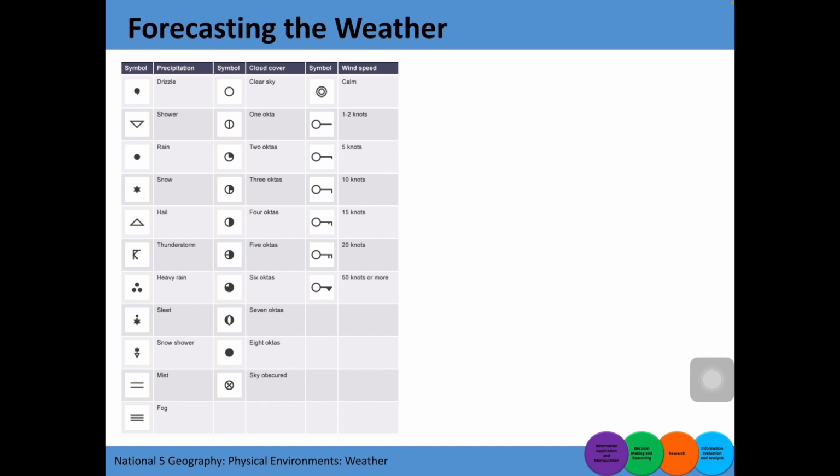So please keep in mind that these symbols may be combined in order to tell more detail about the present weather. Again, there's no easy way of learning the symbols. There's no common patterns. You just need to know each individual icon.